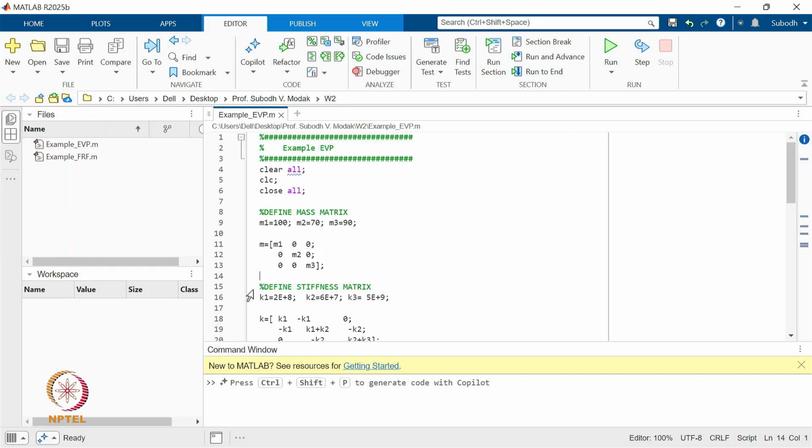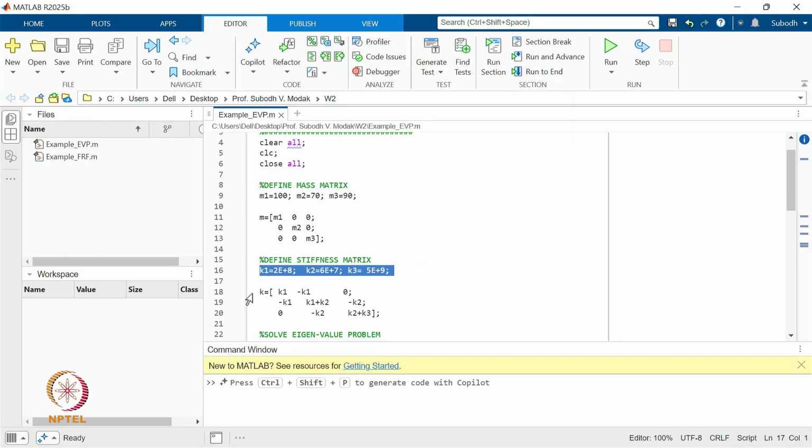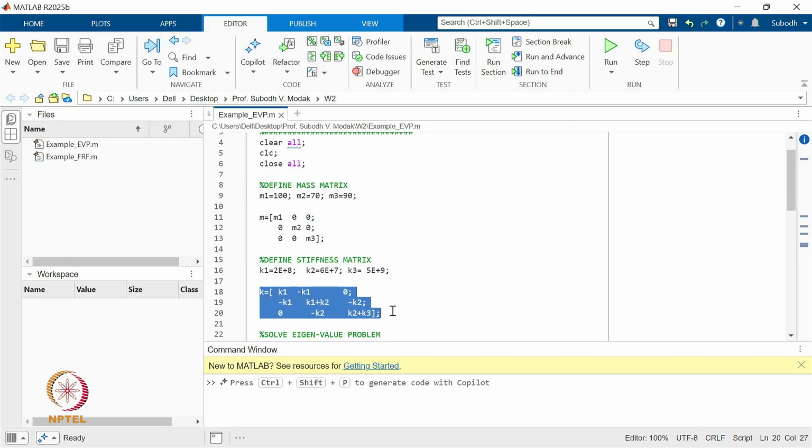Then we are defining the stiffness parameters K1, K2, K3, and then the stiffness matrix: K1, minus K1, 0; minus K1, K1 plus K2, minus K2; 0, minus K2, and K2 plus K3.